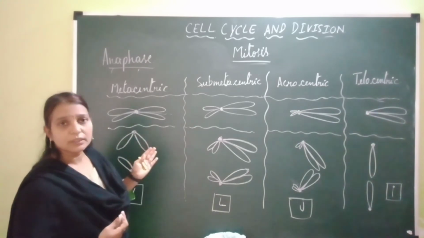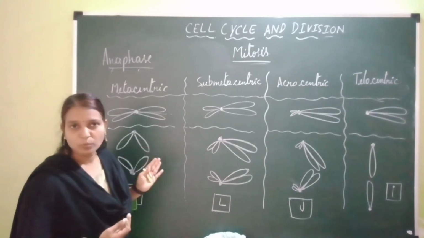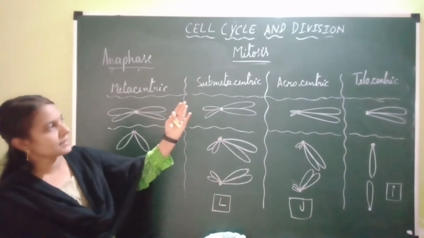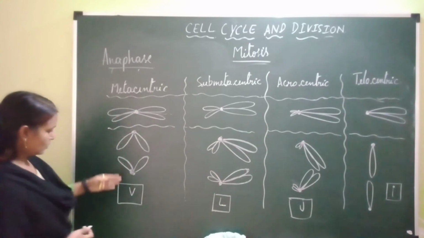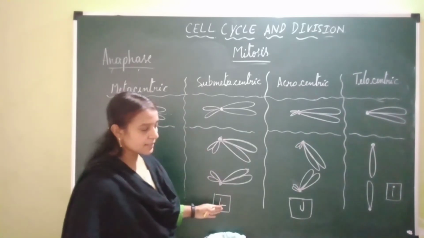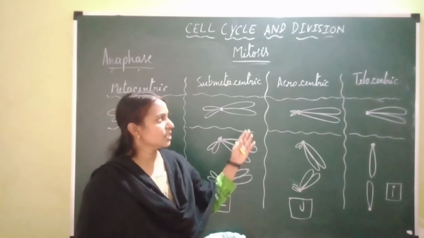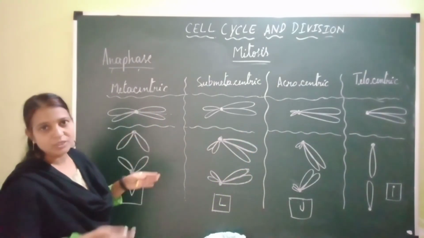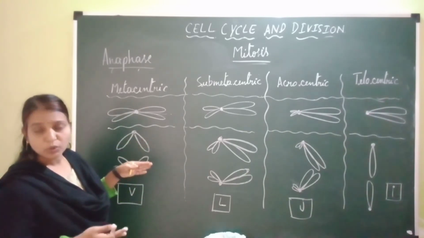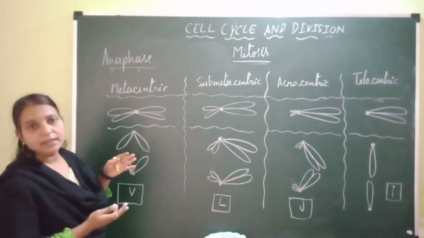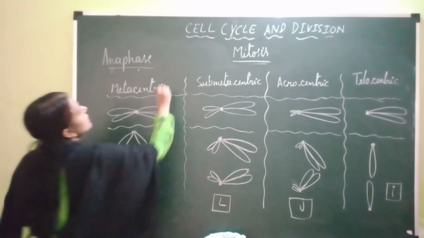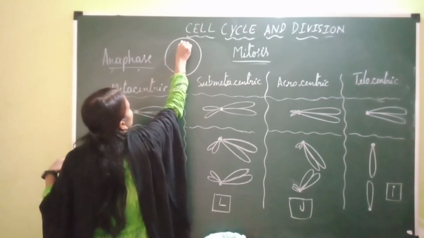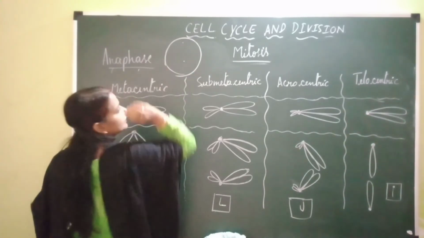Depending upon the position of the centromere, these chromosomes appear in different shapes: metacentric, submetacentric, acrocentric and telocentric. Metacentric means V-shaped, submetacentric L-shaped, acrocentric J-shaped, telocentric I-shaped. By late anaphase, all these chromosomes, containing a single chromatid, reach two opposite poles of the cell. Let's say this is the animal cell; in the animal cell, they reach two opposite poles.